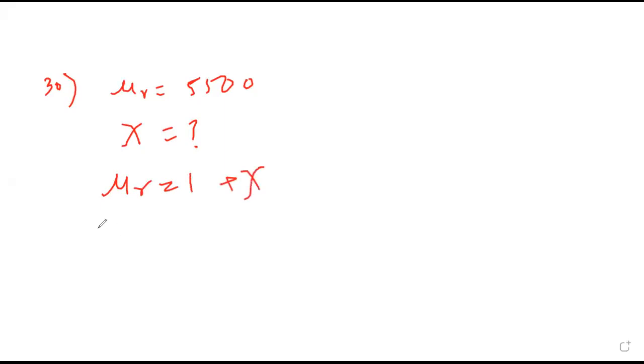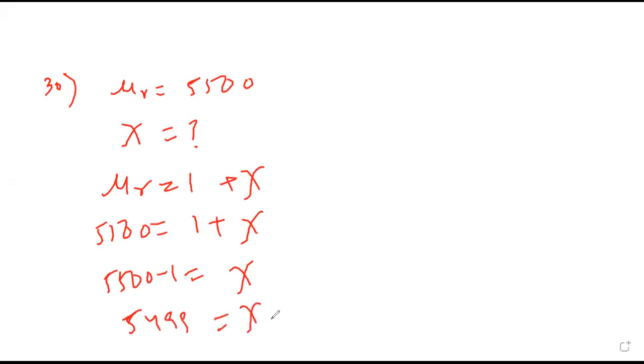Relative permeability of iron is 5500. Its magnetic susceptibility is how much? Relative permeability is 1 plus susceptibility. 5500 is 1 plus susceptibility. 5500 minus 1 is susceptibility. So it will become 5499 susceptibility.